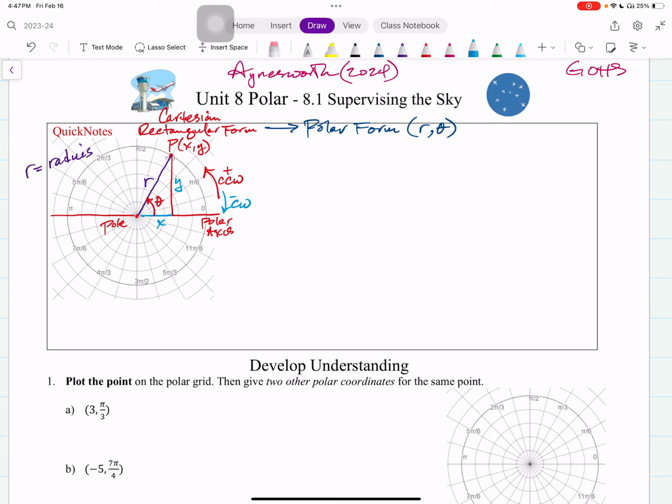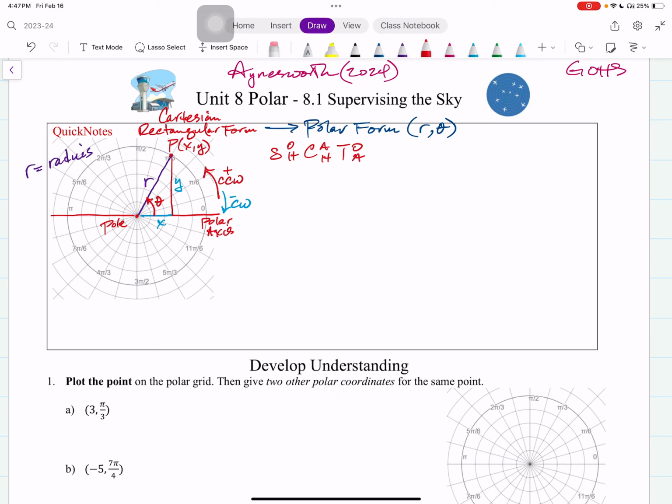Our goal right now is to be able to convert back and forth from Cartesian to polar. Given the two coordinates x comma y in rectangular form, how do you find the distance to the pole, called r, and how do you find that polar angle? Well, it's actually not too bad. We're going to get some definitions going, from basic trig facts, SOHCAHTOA.